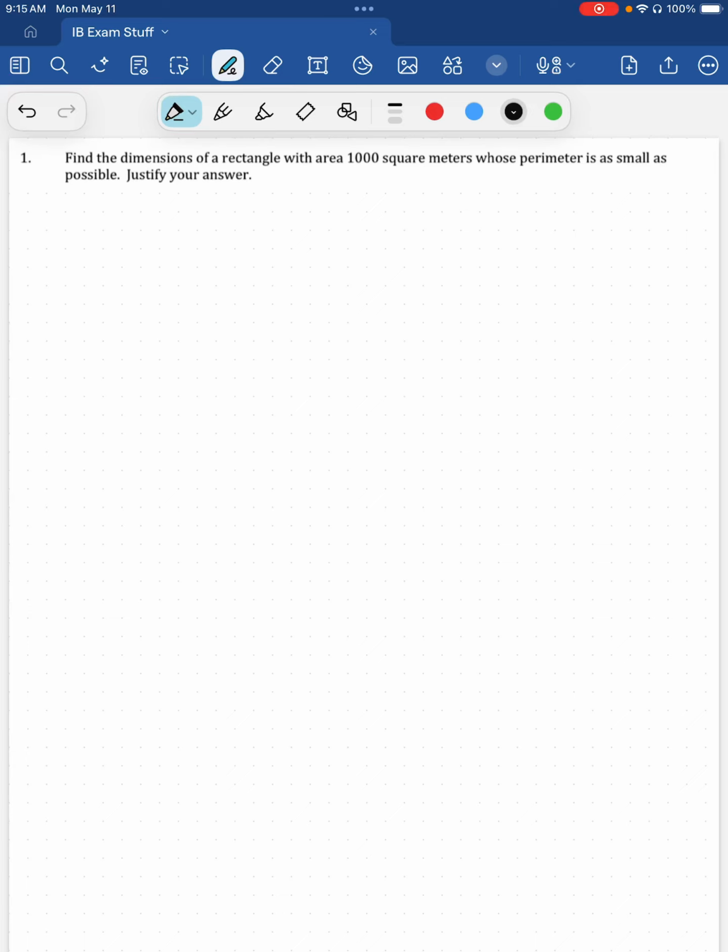Question number one wants us to find the dimensions of a rectangle with area 1,000 square meters whose perimeter is as small as possible. So basically, what I know is we're going to have a rectangle, and we're going to call the length x and the height y. So there's two ways we can express this thing. If we go ahead and call this y and this x, we know the perimeter is 2x plus 2y.